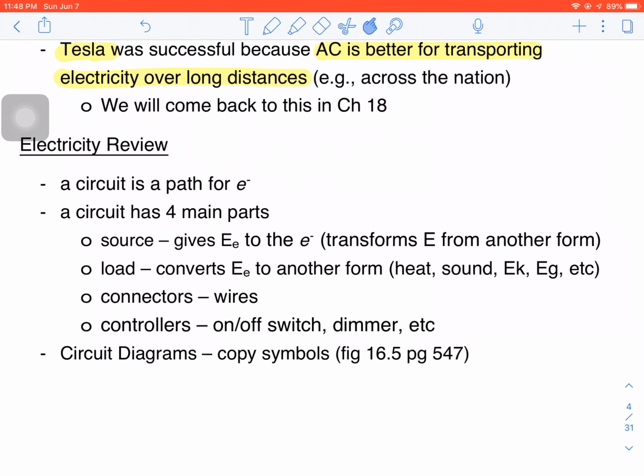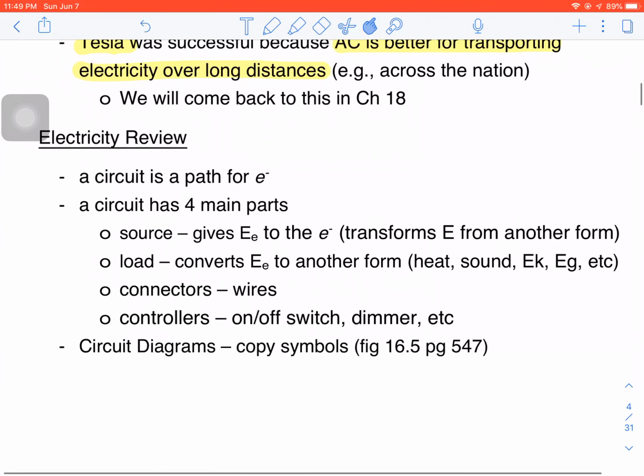Now, from grade 9, just very quickly, I want to review what we know about electricity. Okay, so we know that for electricity to flow, we need a closed circuit. The closed circuit is a path, right? And it needs to be a complete path with a few main parts. Number one, I need to have a source. There's 4 parts. I need a source, which is where electrons get their electrical energy from.